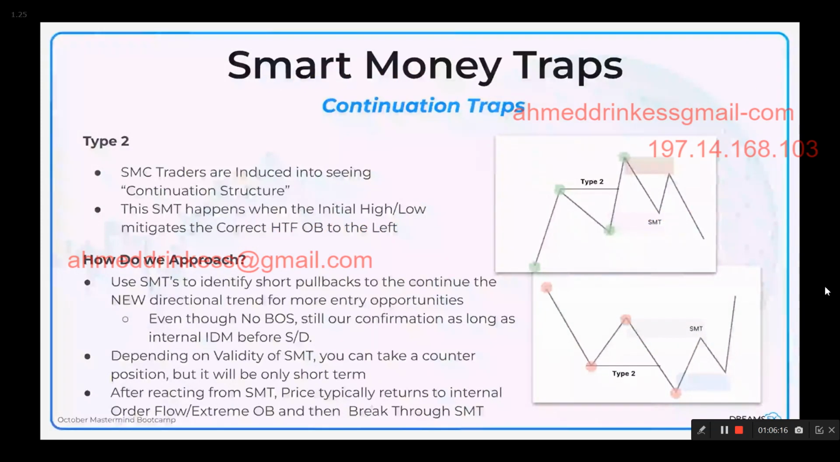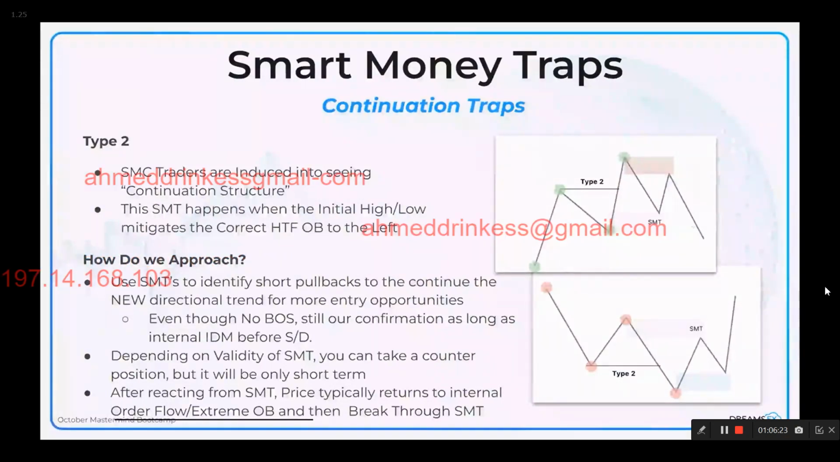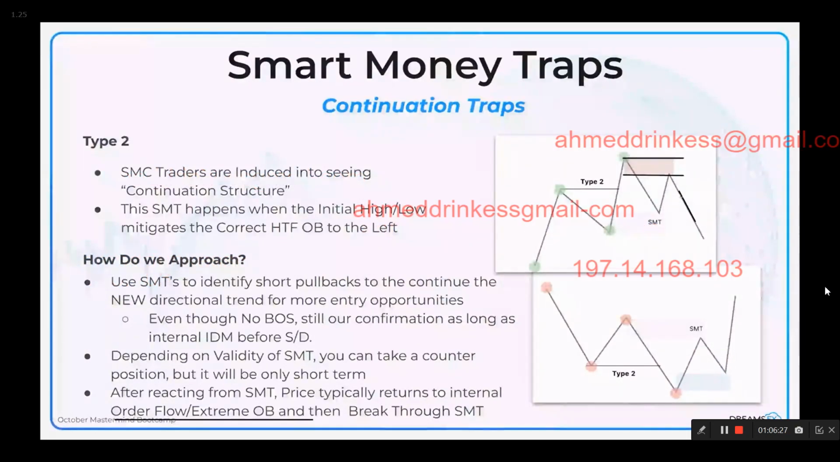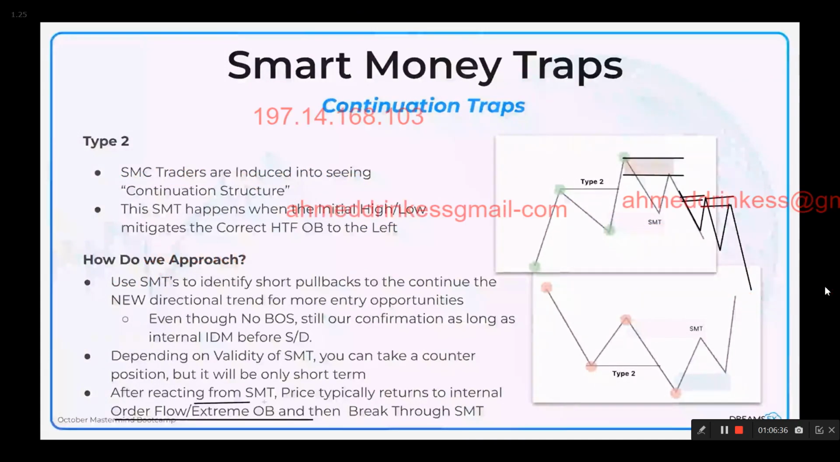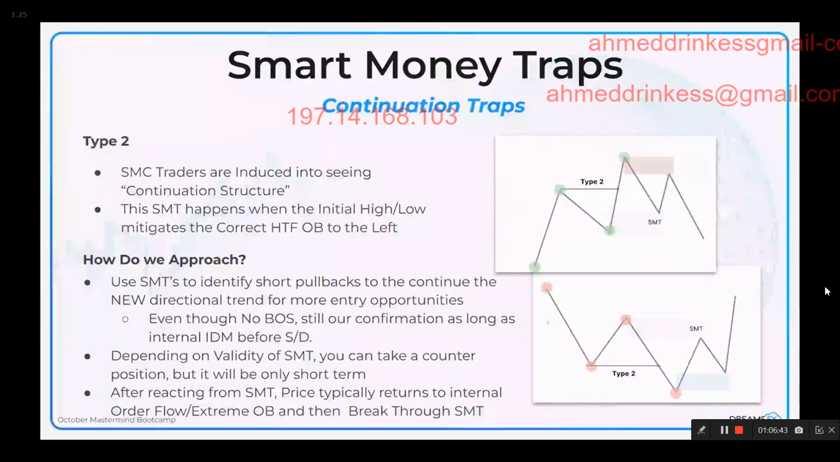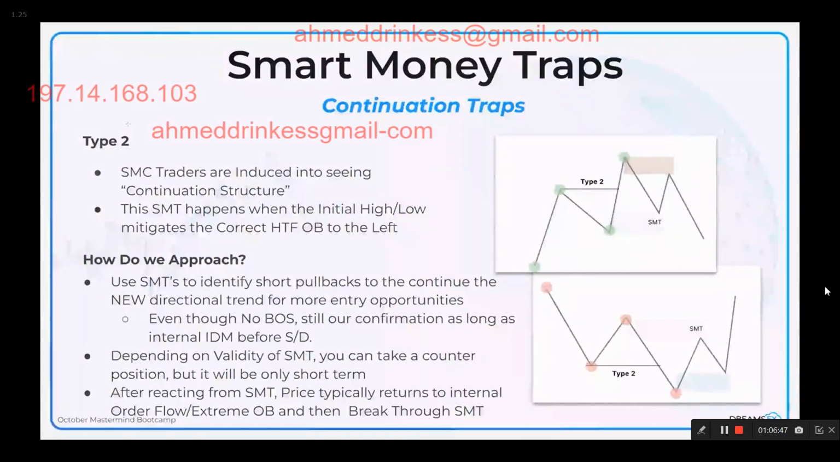So after entering the SMT, price will typically come back to order flow. If it doesn't come back to order flow, what will happen is, let's say this is where your order flow was right here, and maybe you had an order block right here. What can happen is price can just come back to maybe the extreme, and then it can go lower, right? So it's either going to come back to order flow or an internal extreme order block. All right, and then last thing over here.